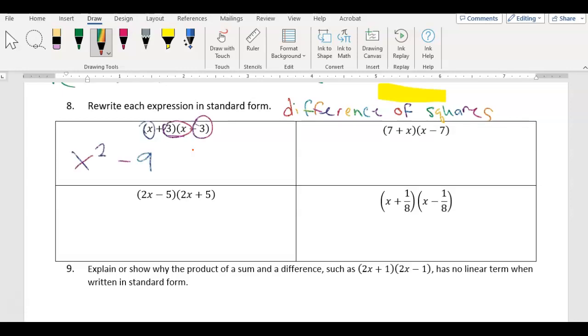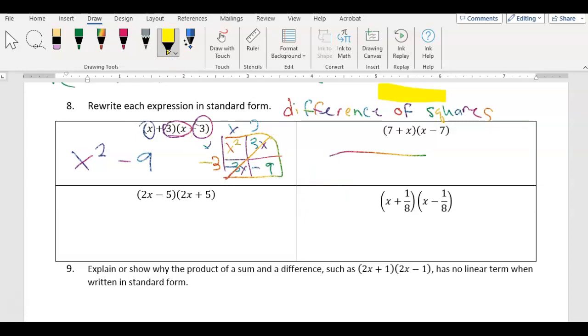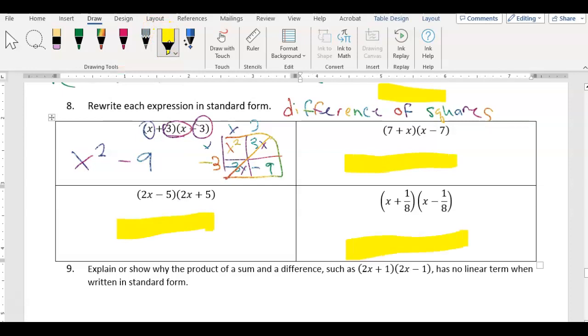so you'll get x squared minus 9. Okay? You can, if you want, do the whole process of foiling and do x plus 3 times x minus 3. You will still get x squared, 3x, negative 3x, minus 9. These will cancel out, and you'll be left with x squared minus 9. You do this one, and this one on your own.